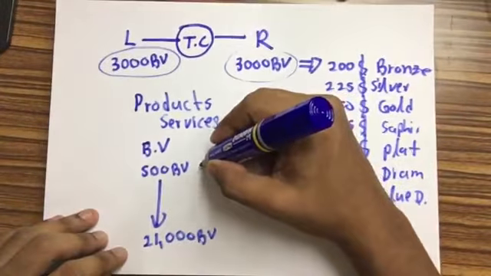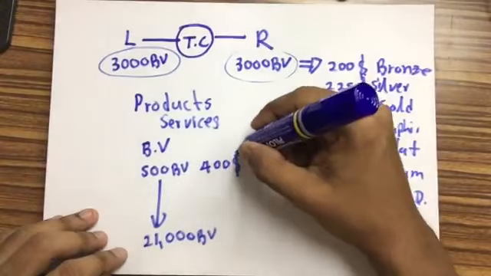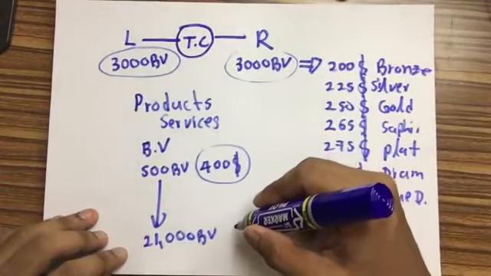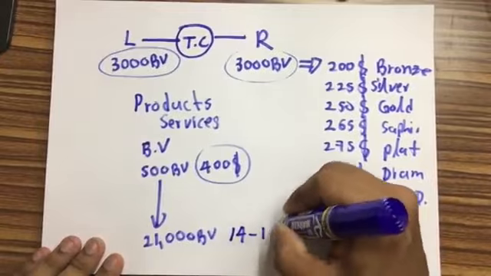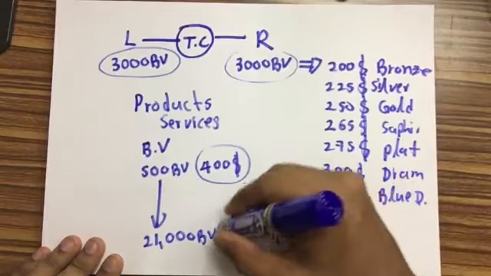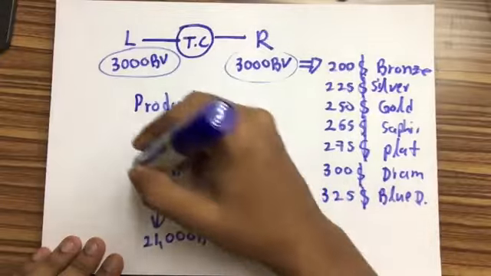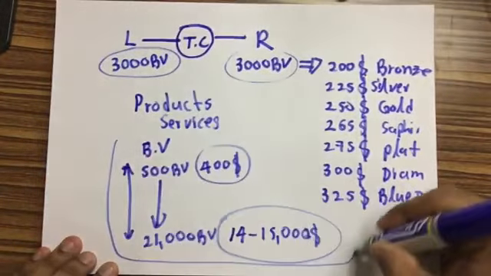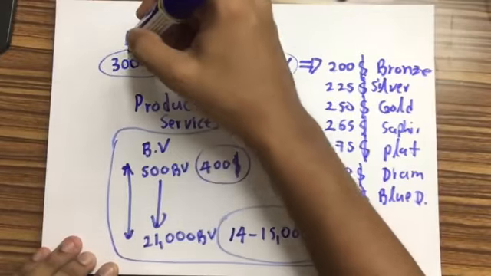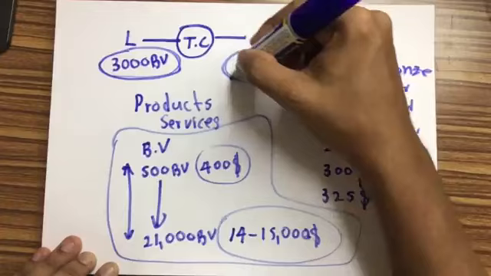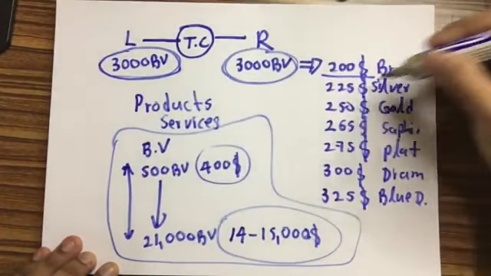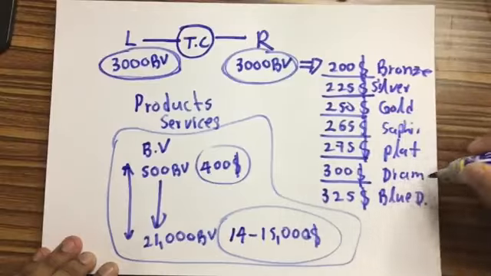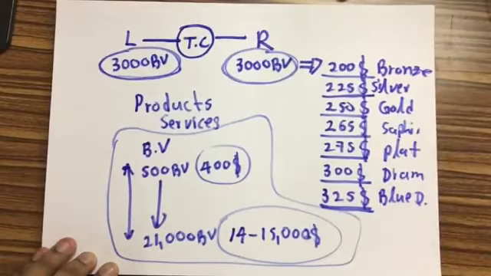The products which are 500 BV cost around $400. I can't say exactly; it can be a little less or a little more than $400. And the products which are 21,000 BV cost around 14 to 15,000 US dollars. So you can buy any of these products from 500 up to 21,000 BV. This way, when products and services are sold, 3000 BV in your left and 3000 BV in your right, you get paid 200 if you are in bronze rank, 225 in silver, 250 in gold, 265 in sapphire, 275 in platinum, 300 in diamond, and 325 in blue diamond rank. This is how QNet pays you money.